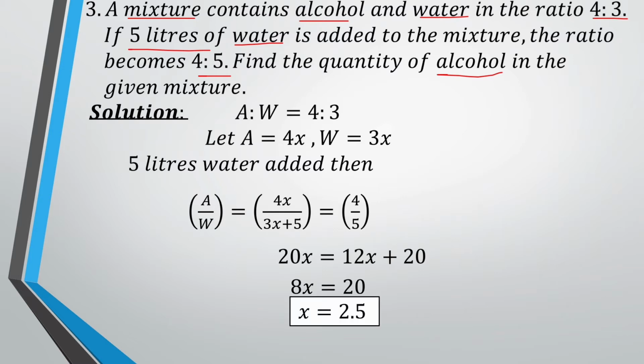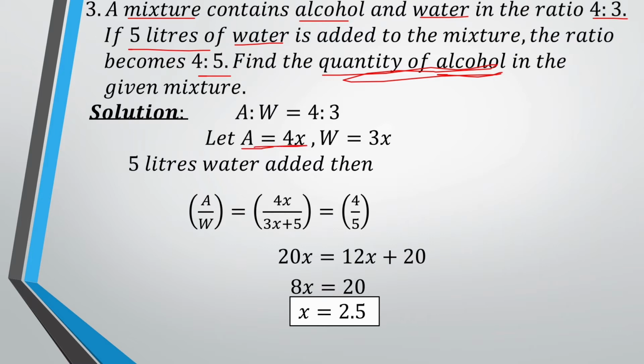Here they have asked the quantity of alcohol, not the value of x. Do remember that in the options they might be giving the value as 2.5 liter. So we might get confused and we'll directly answer it as 2.5 liters. But the answer is not 2.5 liter. We need to find the quantity of alcohol in it.